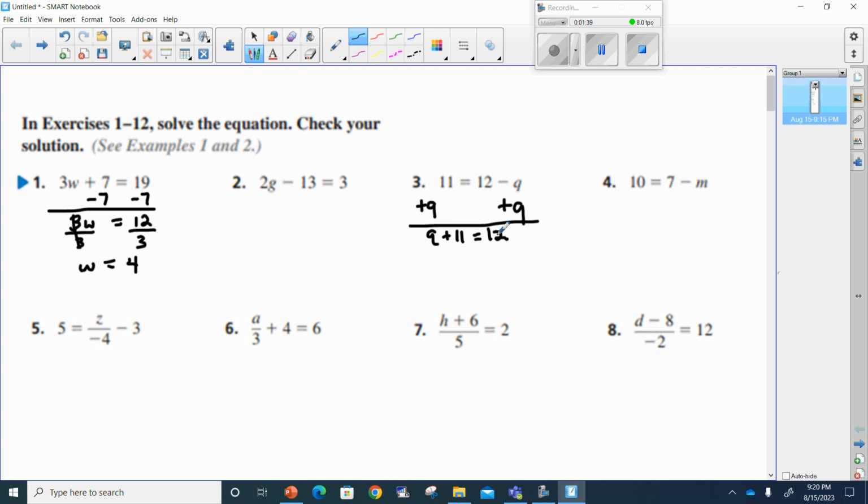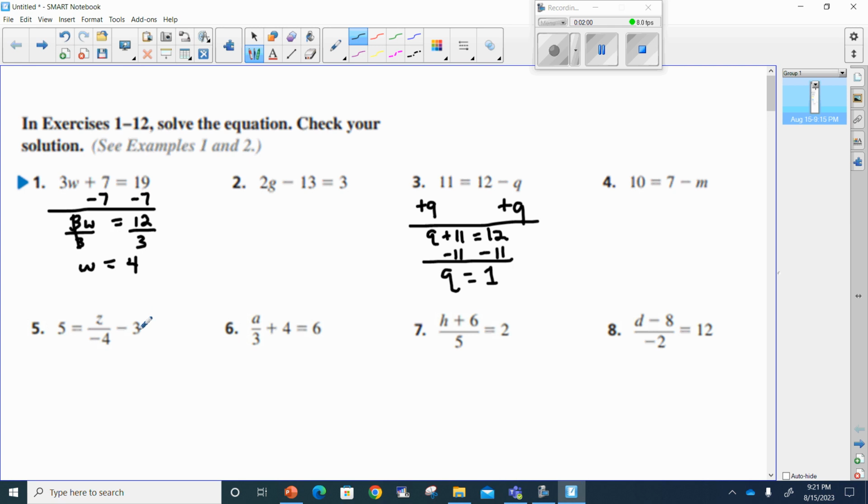Now we have to get the 11 to the other side. We'll subtract 11 from both sides. And now I have Q is equal to 12 minus 11, which is 1. All right, go on to number 5. Need to get Z by itself.